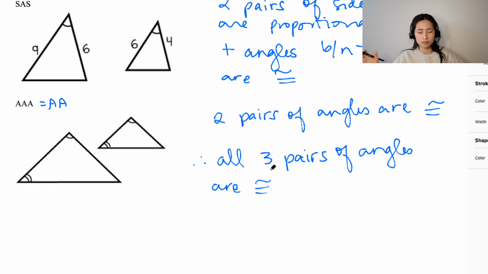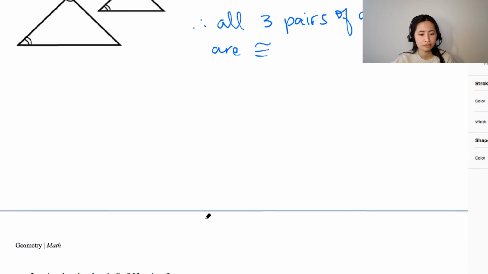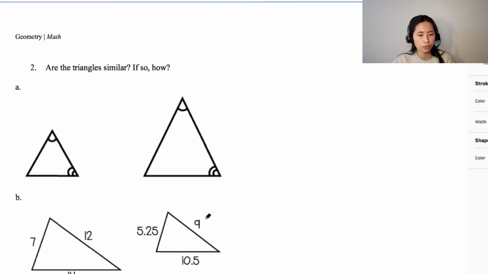So again, in terms of similar triangles, we have three types. We have side, side, side, we have side, angle, side, and we have angle, angle, angle. Okay, great. So maybe we can actually look at some figures and example questions and see if we can actually apply them.